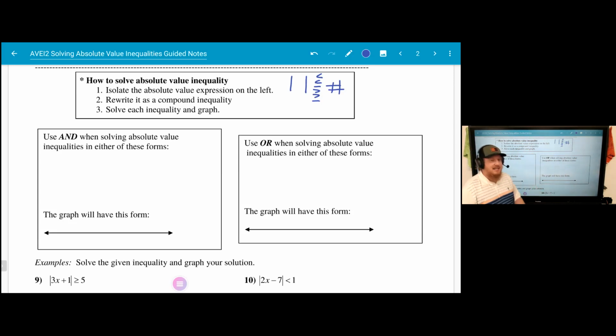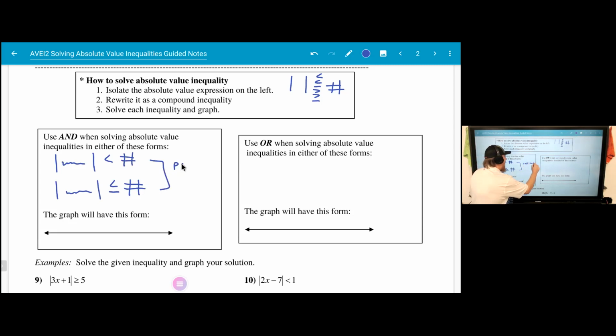So once you've isolated the absolute value, and if it's going to be an "and," we're either going to have less than or less than or equal to. So the absolute value of stuff in here is less than a number, or less than or equal to a number. Now, this does have to be a positive value. We'll talk about what happens with a negative value in special cases in a minute.